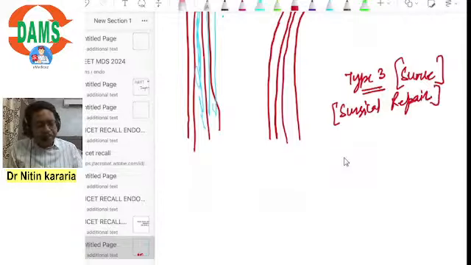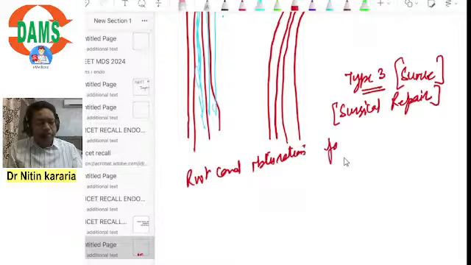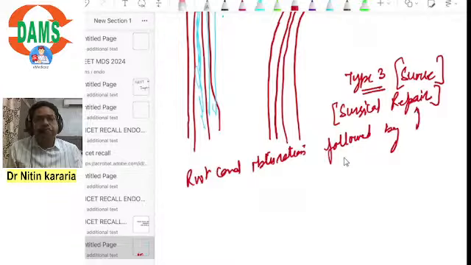Okay, so what is the treatment? We do root canal obturation, which is followed by surgical repair of the site. We have to gain entry by creating a window in the bone and surgically repair the site with one of the materials.